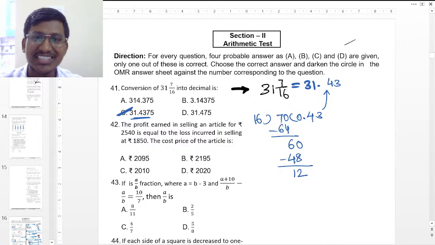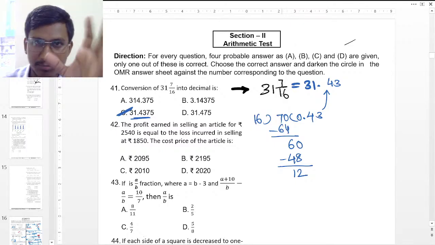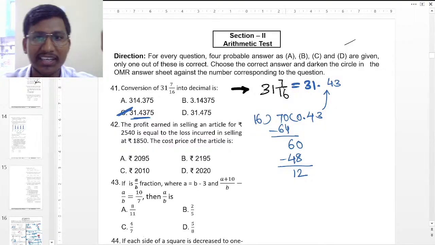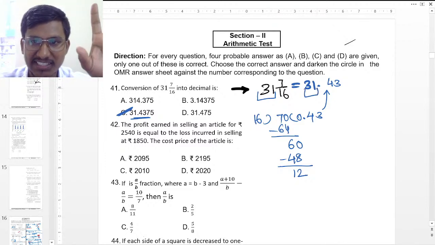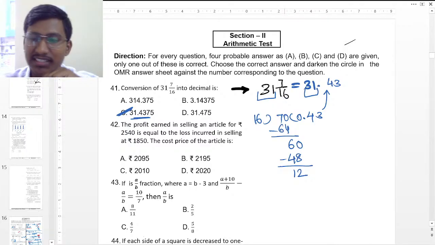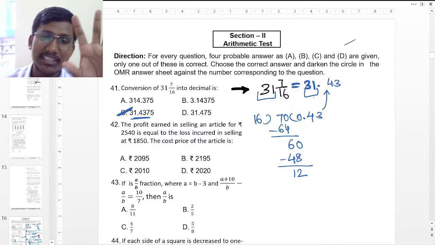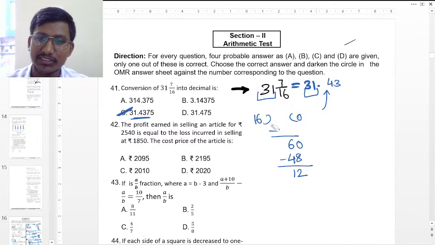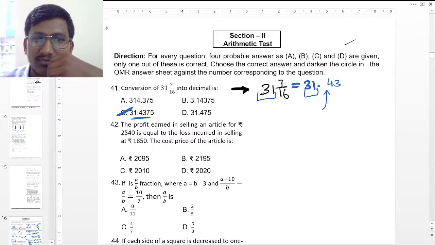Because it is 31 and 7 by 16, don't change it into an improper fraction and then do it. You can write it directly: 31 is a whole number, so directly take 31 as it is and then directly divide the 7 by 16. So you will get the answer easily, that is 31.43. This is how you have to do it, and also we know how to do it directly.